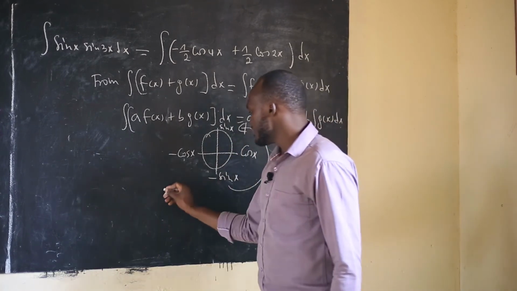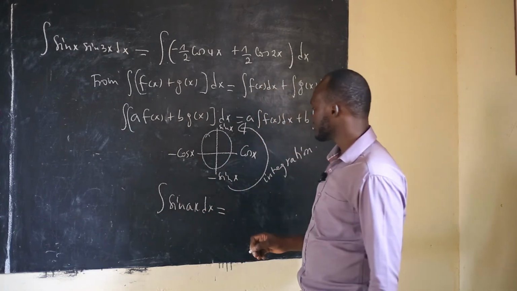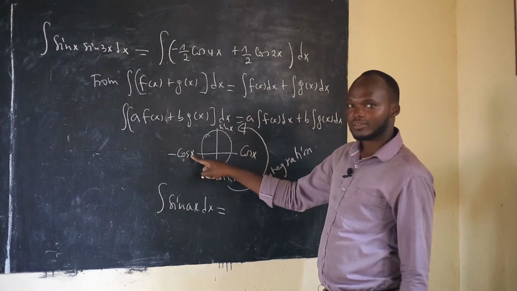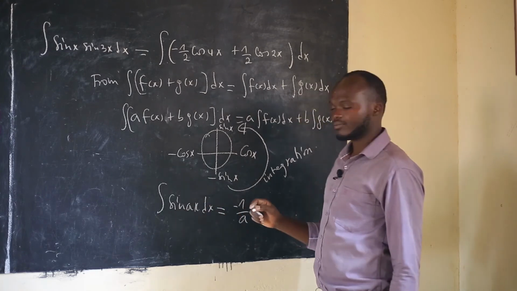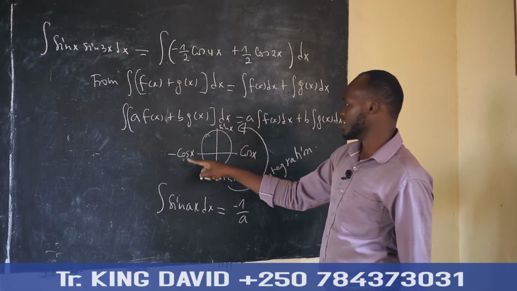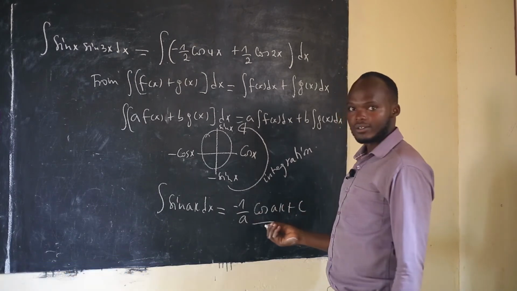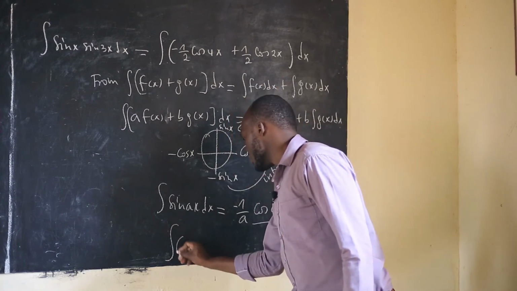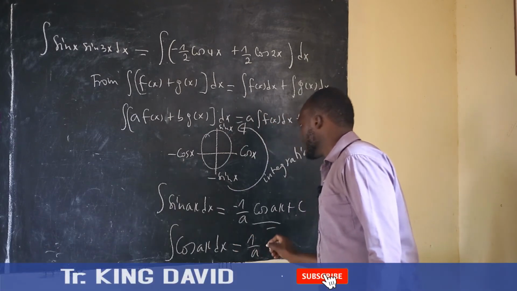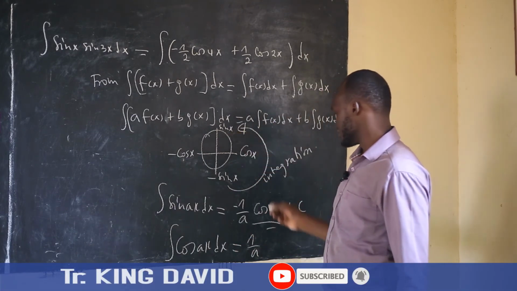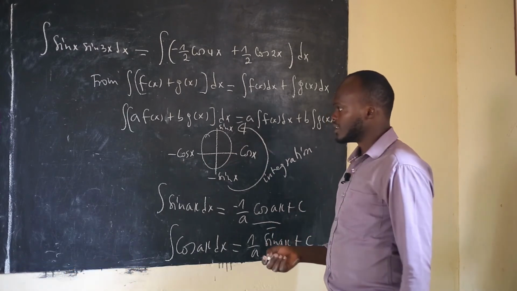Now, if I have integration of sine ax dx, because integration of sine is negative, the answer becomes negative 1 over a. This negative 1 over a is for this a. Then, because integration of sine is negative cos, that's cos ax plus constant. That's how we do it. If I have integration of cos ax dx, the answer is 1 over a, because integration of cos is sine. Then it's sine ax plus constant c. That's how we do it.